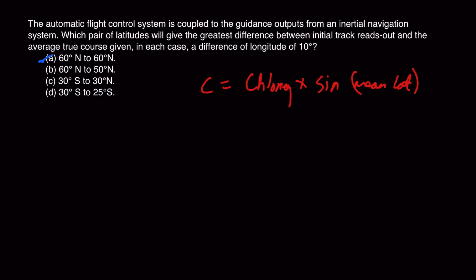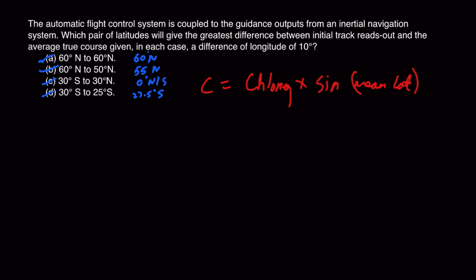In this, the options are 60 north to 60 north. Okay, so the average becomes 60 north only. 60 north to 50 north, average is 55 north. 30 north, 30 south, which is 0 degrees north south, and 30 south, 25 south, which is 27.5 south.